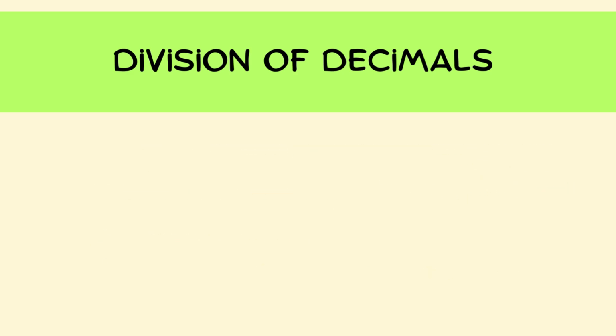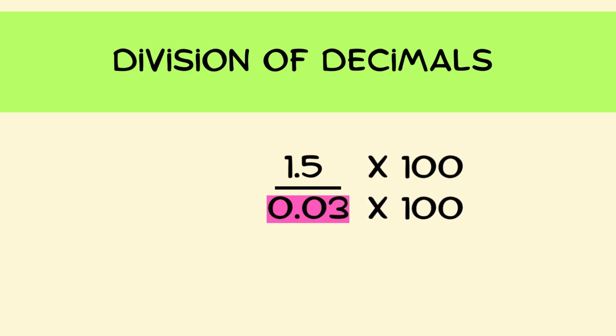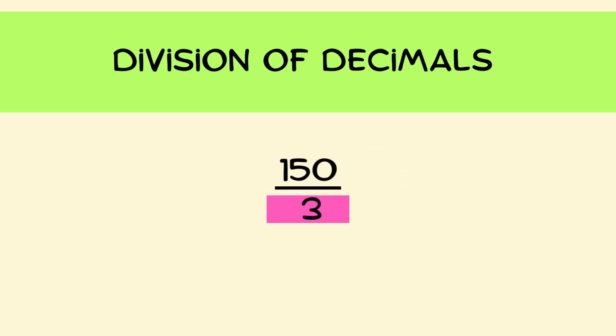So if we wanted to divide 0.03 by 1.5, we first convert this into a fraction. After that, we convert 0.03 into an integer, which will mean multiplying both numbers by 100, giving you 150 over 3. Finally, 150 divided by 3 will equal 50 over 1, which simply equals 50.